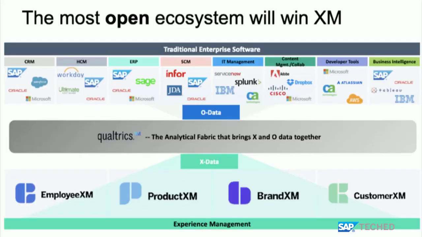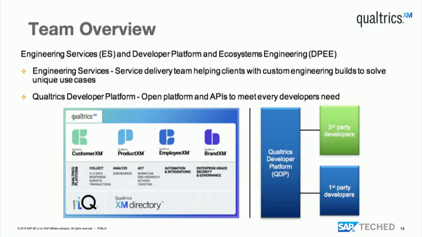So to us, the most open ecosystem will really win XM. Qualtrics is really the fabric that ties O and X data together and ties what we think of as the SaaS platforms and ecosystems together to create compelling end-to-end use cases. So, a lot about XM.